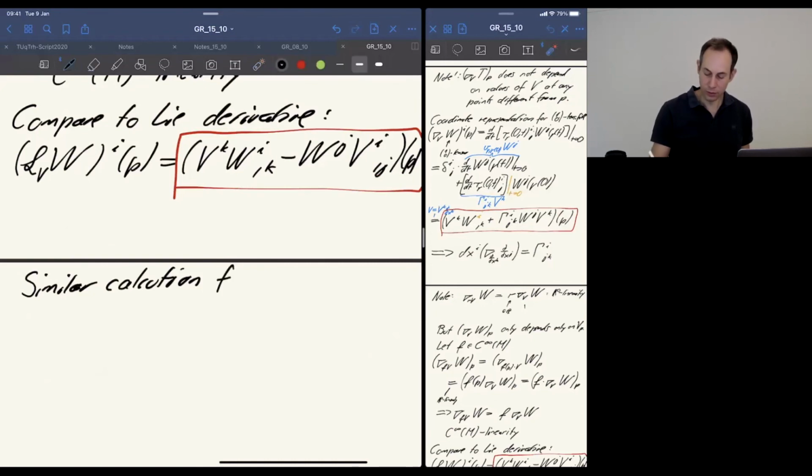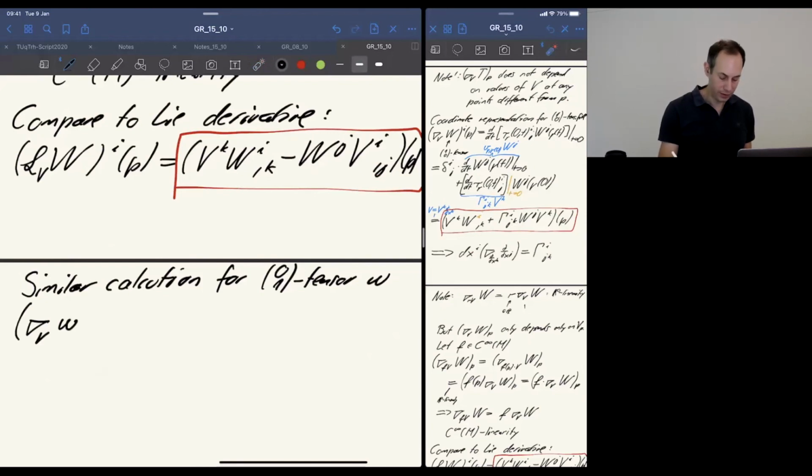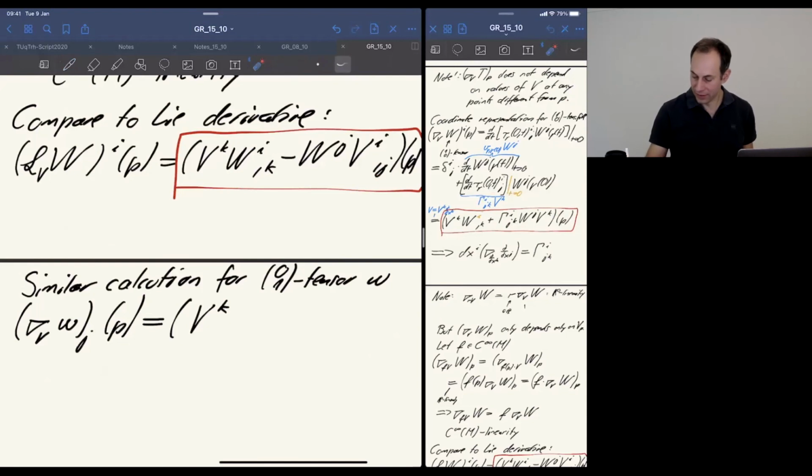So we could look at the (0,1) tensor, omega, and here the covariant derivative of the (0,1) tensor omega would be given at the point P by, now it looks very much again like this thing here.